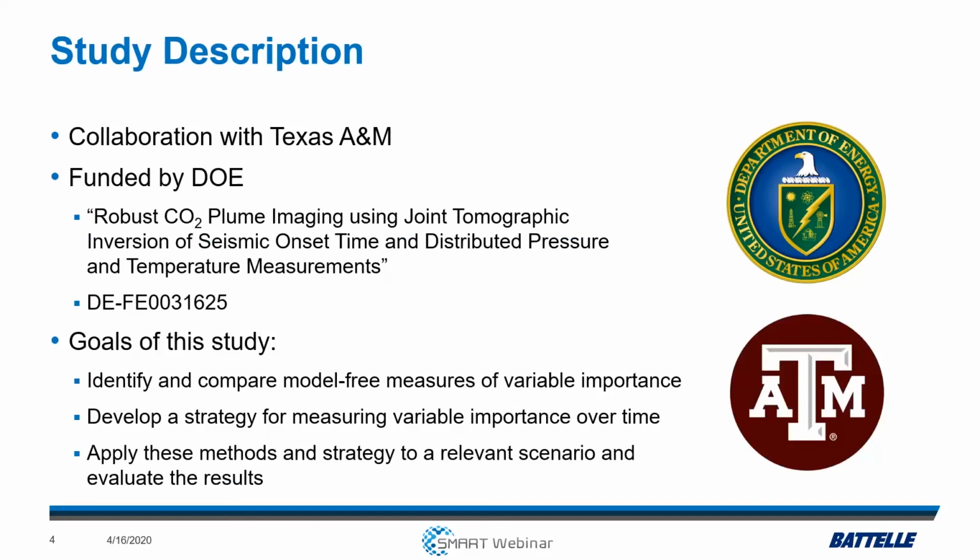As I mentioned, it's a larger project where we're collaborating with Texas A&M. This particular study was just a part of that project, and we're basically trying to first go through the literature and identify some more model-free or model-agnostic methods for measuring the importance of your variables, and then how do you handle importance over time that might be changing. And also, we wanted to test them out on a particular problem from the oil and gas domain. So I'll show some results later on a CO2 injection simulation, just a really basic simulation to verify that these approaches are giving the results that we expect.